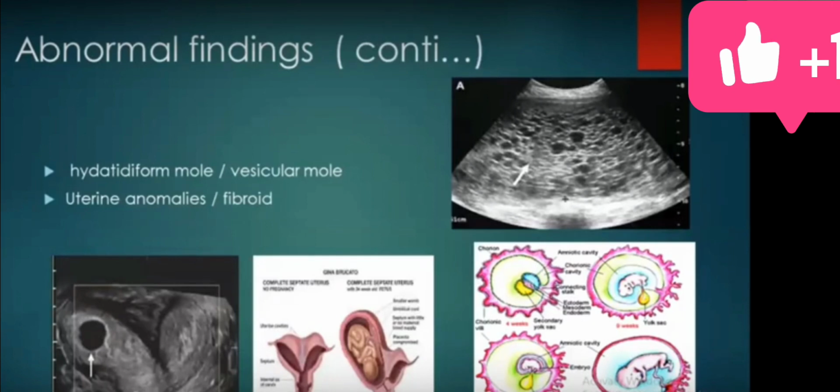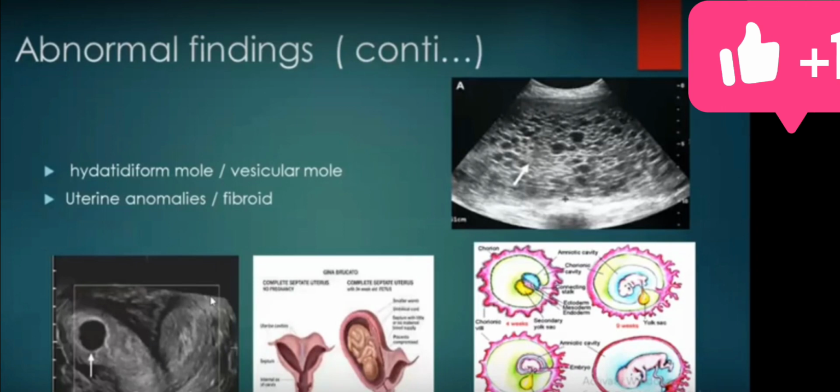So another type of finding, not common, is the hydatidiform mole. The trophoblast develops into the placenta. There will be an abnormal proliferation of this trophoblast, which may lead to a hydatidiform mole. In such cases, abortion is a must, and serum beta HCG should be monitored for complete evacuation of the hydatidiform mole.